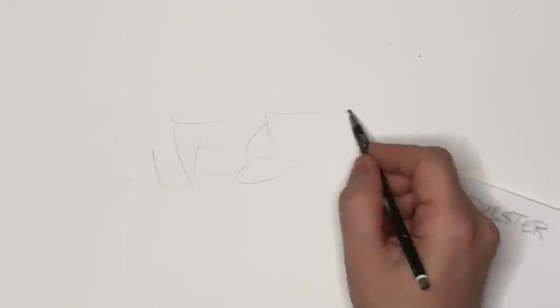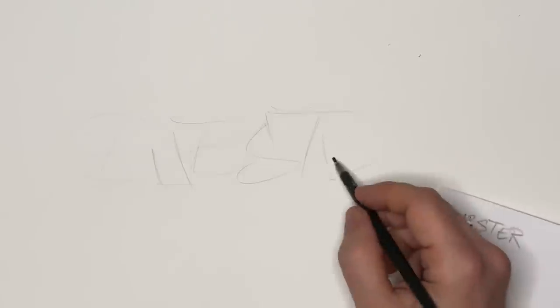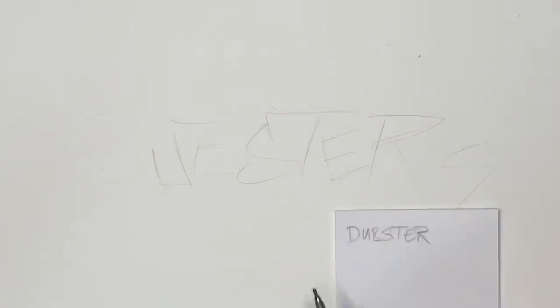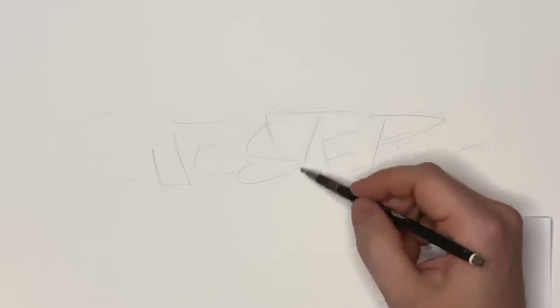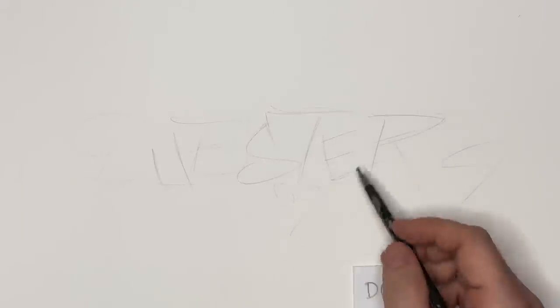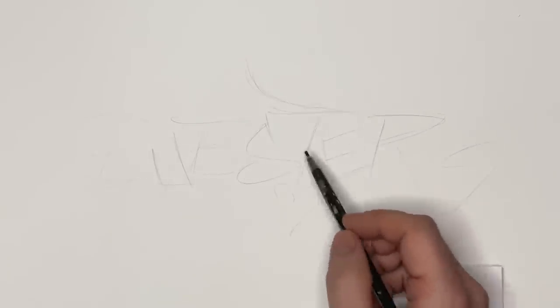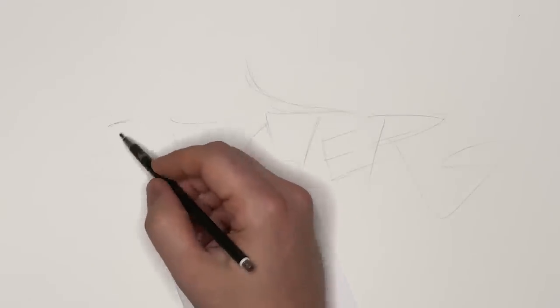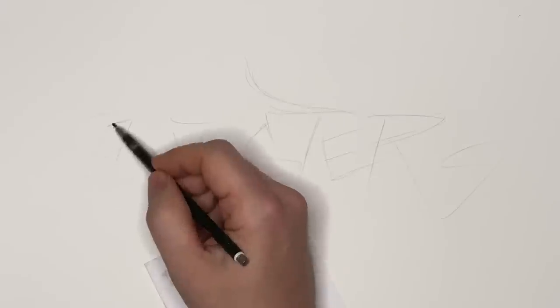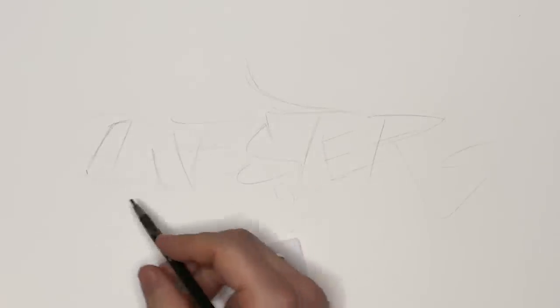Dubs. Okay, T. E. Dubster. Good. I definitely want such a heart at the bottom of T. So it goes a little bit down, the T a little bit higher, like this. Okay. So the vertical bar of D, I love it when it is just boring.